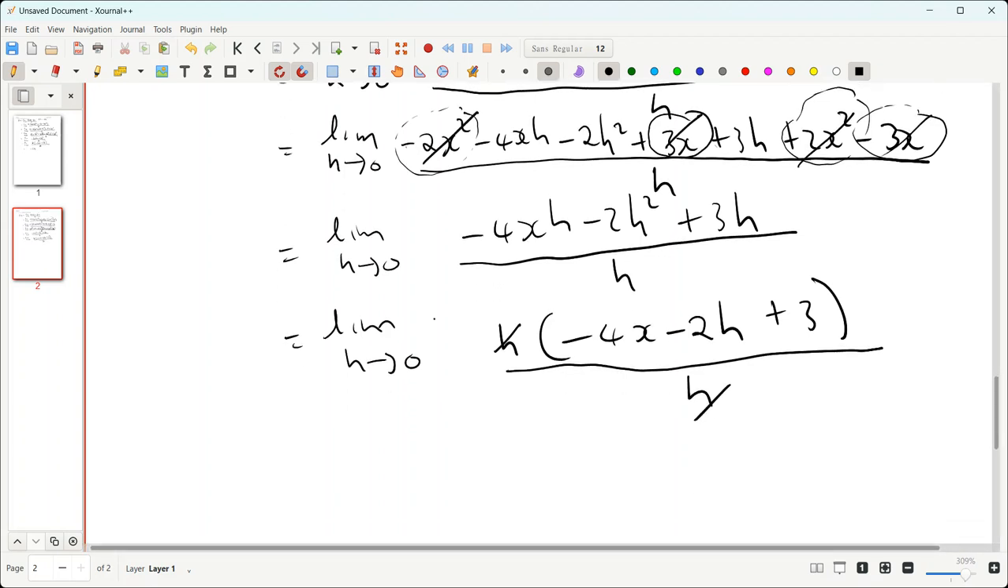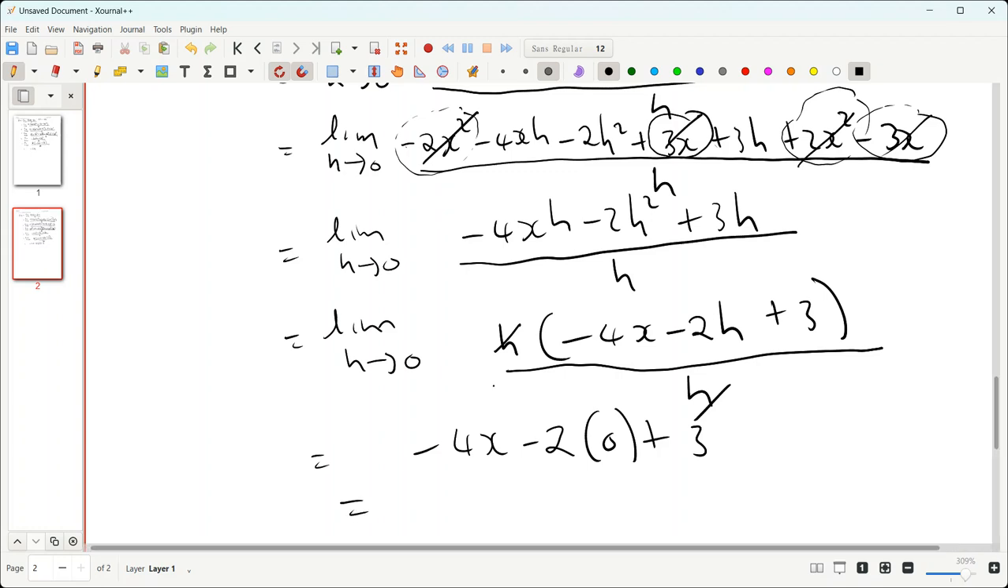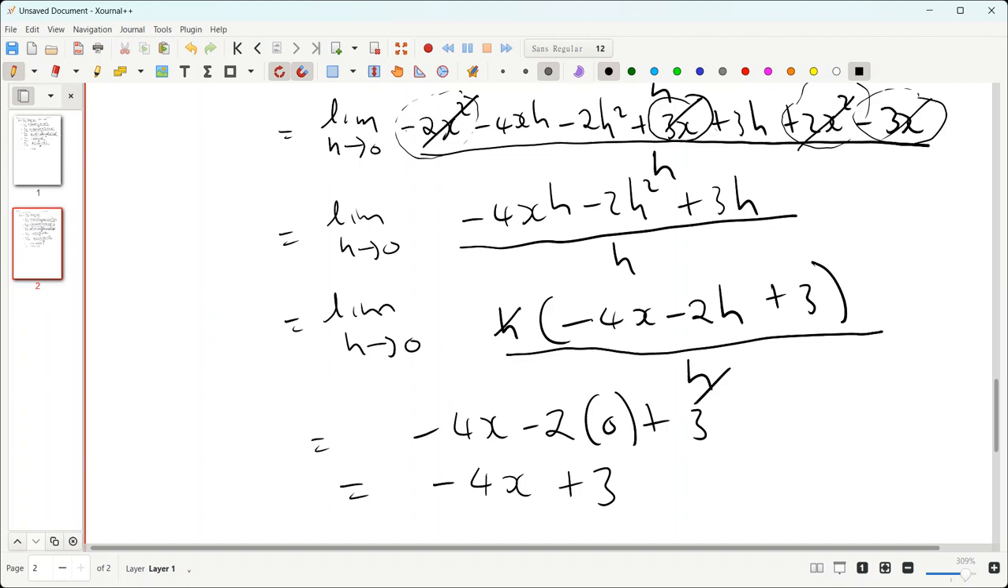And then now we apply our limit. So our h has to tend to 0. If our h tends to 0, we'll have minus 4x minus 2 times 0, and then plus 3. So our final answer will be minus 4x plus 3. So this is our final answer.